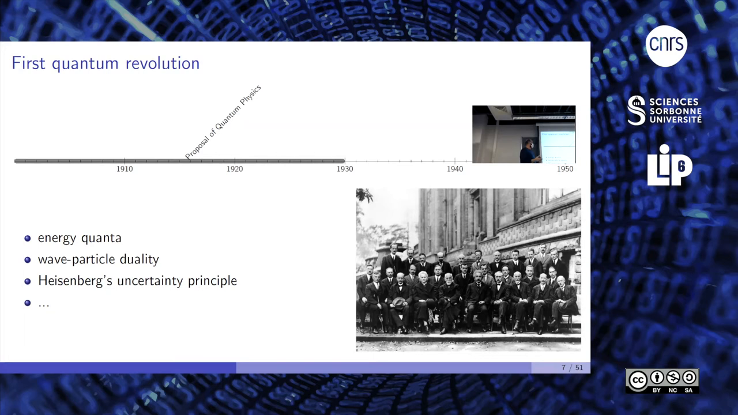Or, for example, they realized that physically it's impossible to measure two properties of a photon, for example its speed and its position, at the same time. This is not about the tools that you use to measure these properties. It's just that there is a physical barrier that forbids us from measuring both of them.